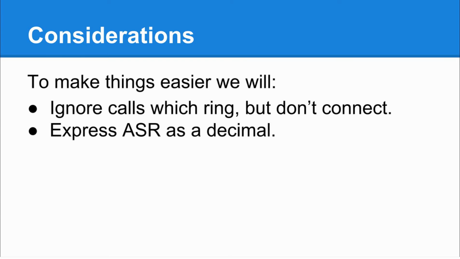So to make things easier, we're going to simplify our model. We will ignore calls which ring but don't connect. Also, to avoid any confusion in advance, we'll be representing ASR as a decimal, not a percentage. This means that you'll need to divide it by 100 to begin with. Once you understand these basic equations, it will be quite easy to make a more comprehensive model by incorporating more data.